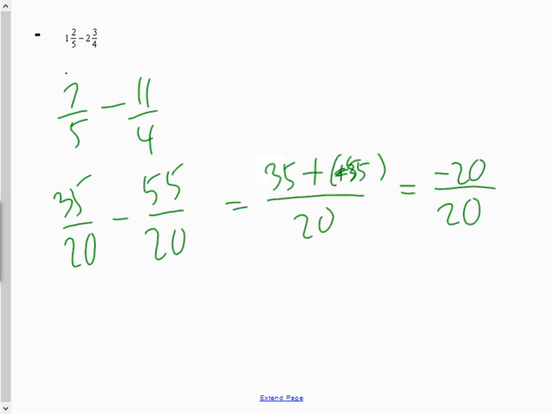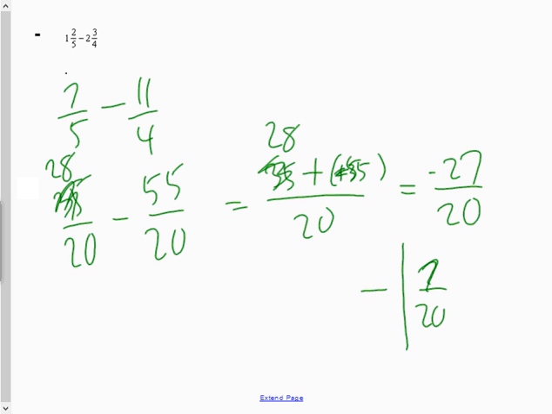Where are we at? Oh, yes. Thank you. 28. Thought there was something wrong there. So 28 plus negative 55. What does that work out to be? Negative 27? Which is negative 1 and 7/20 as a final answer.